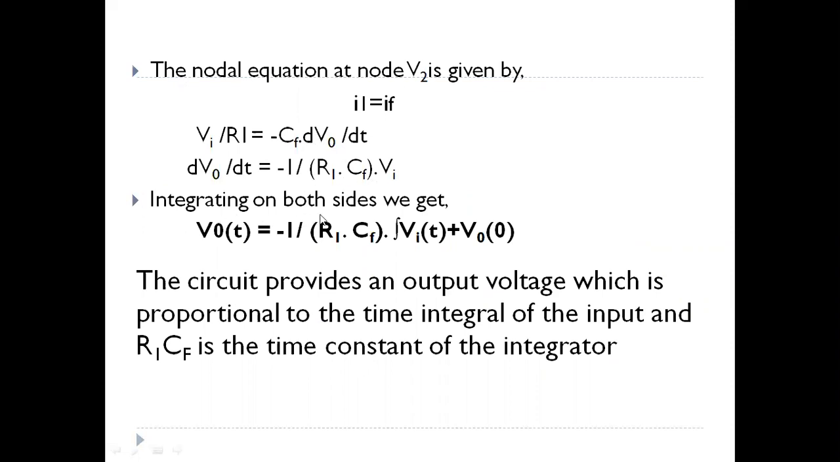If you take the integration on both sides, the derivative and integration cancel out. Then V0 of t is equal to minus 1 by R1 CF into the integral of Vi of t, plus V0 of 0, which is the initial condition. From this equation, the output voltage is the time integral of the input voltage. That means the circuit performs integration on the input signal. This is the output voltage of the basic integrator.